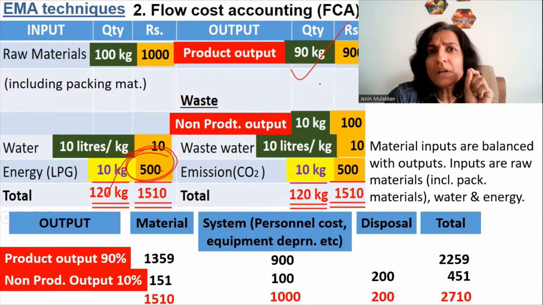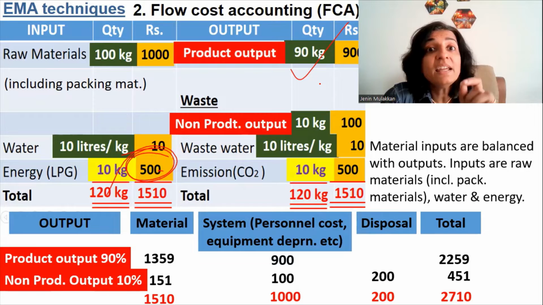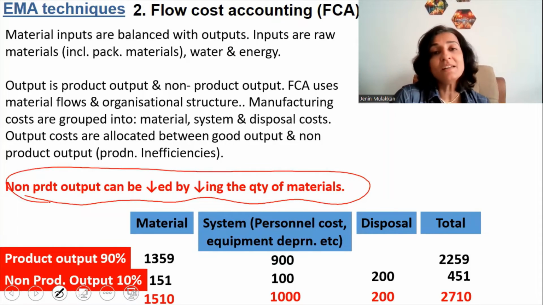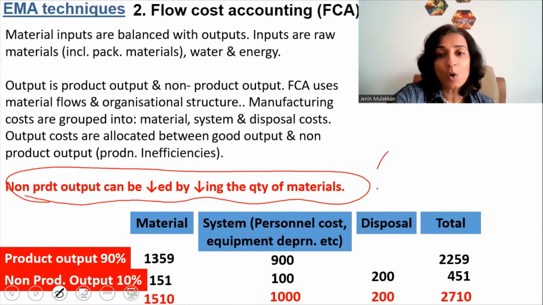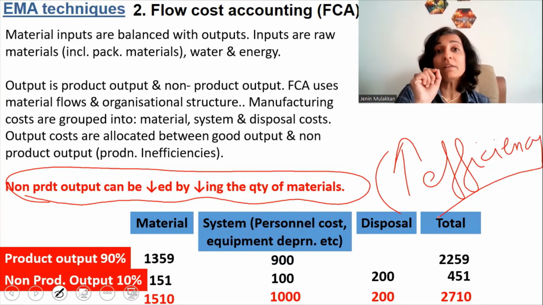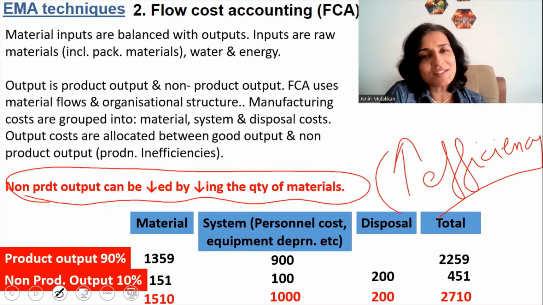Try to reduce the quantity of materials by monitoring the production process very carefully and looking into whether there are any inefficiencies taking place. So that is a basic aim of flow cost accounting. The non-product output can be reduced by reducing the quantity of materials or by improving the efficiency in production. This is a key thing that you have to remember about flow cost accounting.